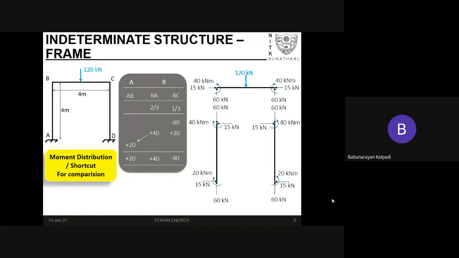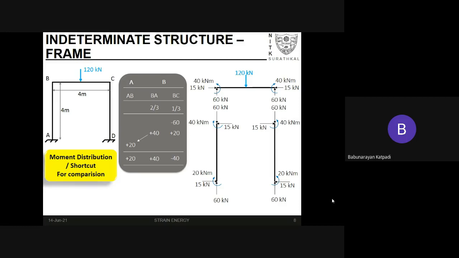And if you work out the distribution factors, taking the total as 1, and for the beam, since we are cutting it at the line of symmetry, the stiffness should be taken as half the stiffness. If you do all that, you will get the distribution factors for BC as about 1 by 3 and for BA as 2 by 3. The fixed end moment is WL by 8. So W is 120, L is 4. So 120 into 4 by 8 will give you 60.